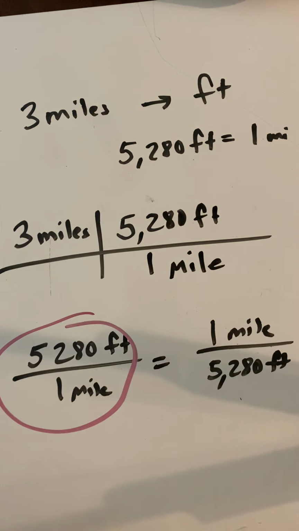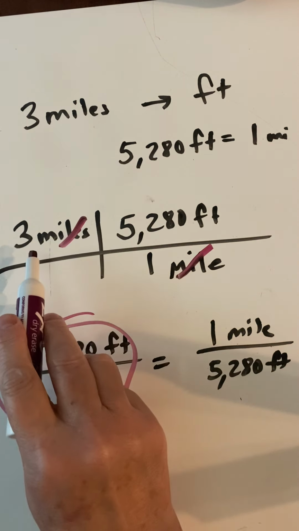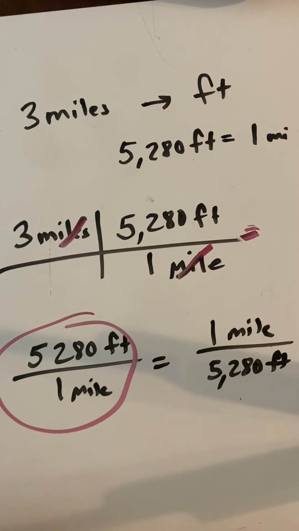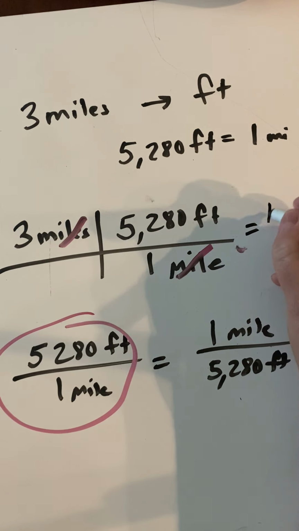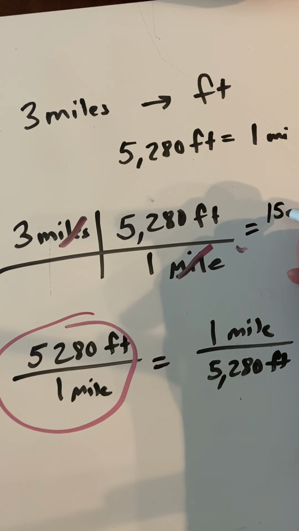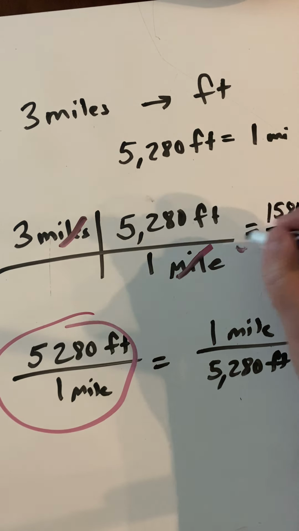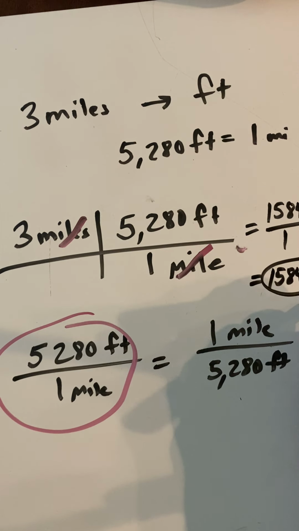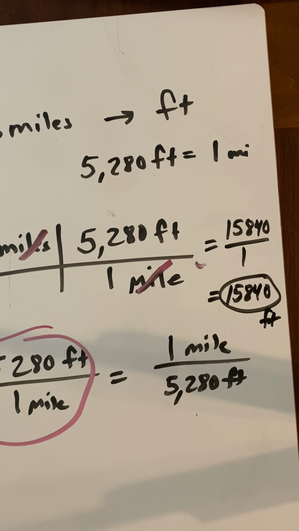Now notice what I can do. I have miles on the top, miles on the bottom. I can cancel those out. Everything on the top gets multiplied together, and everything on the bottom gets multiplied together. So I multiply everything on the top, and that's going to be 15,840. And everything on the bottom is a 1. So my answer is going to be 15,840, and that's going to be in feet, because that's what I have left over.